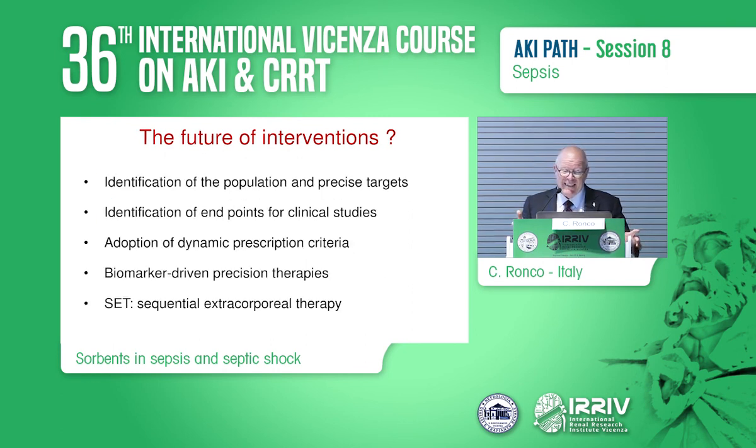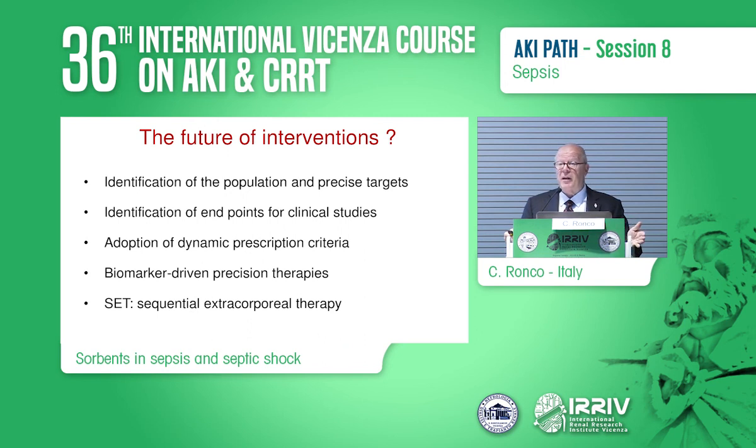We need to identify the population. We need to have precise targets. We need this because we need to control whether the therapy claims some action and obtains this action. In this case, we cannot say that the therapy has failed because the patient died. We have to move to the second step: identify endpoints for clinical studies.